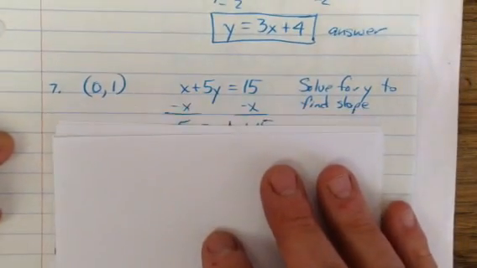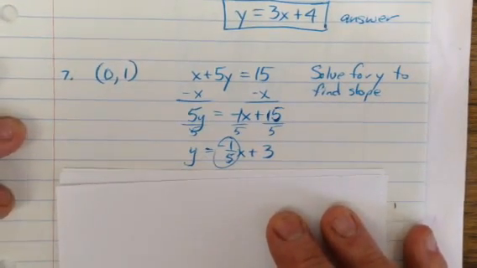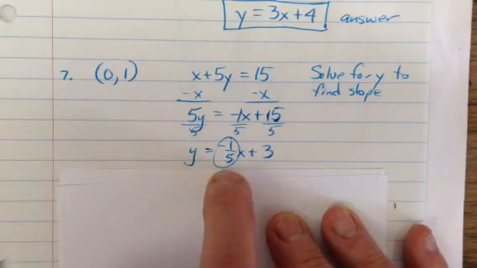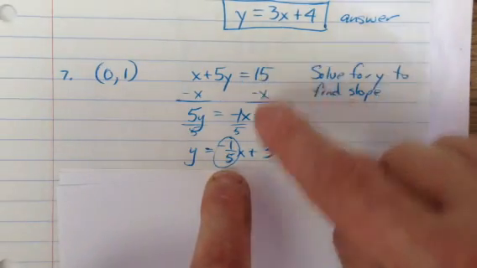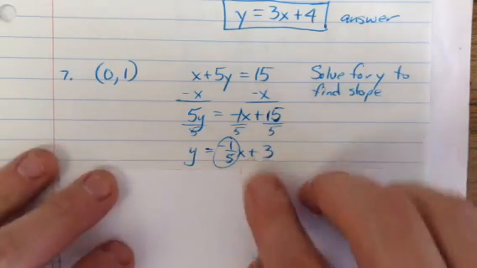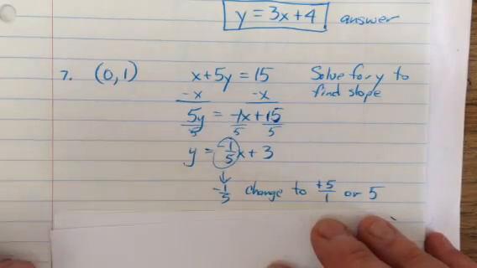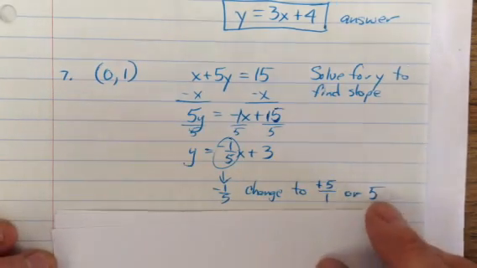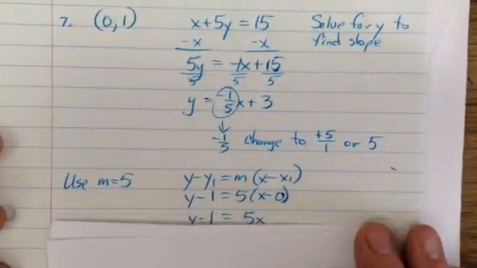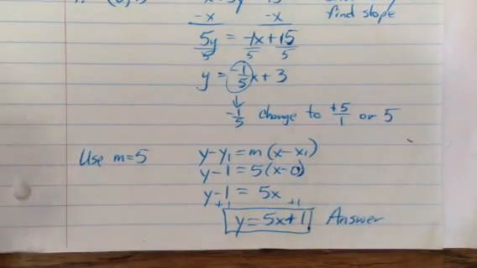Number 7, we got to solve for y. Subtract x from both sides, divide everything by 5. That's the slope of this line. It's not the slope we're going to use. We have to take the opposite reciprocal. The opposite of negative is positive. Flip that over, and we get 5/1, which is simply 5. Go into our point slope, and we get our answer of y equals 5x plus 1.